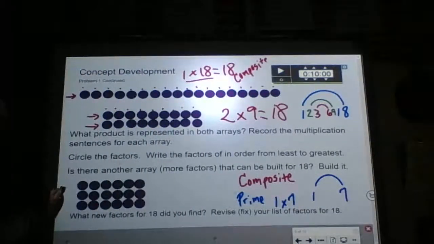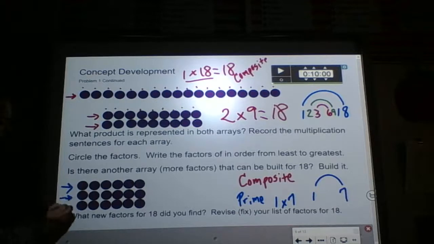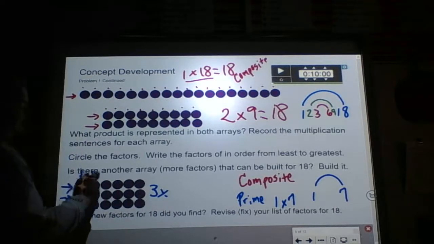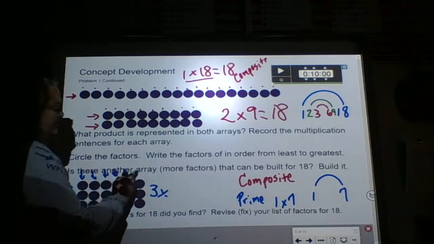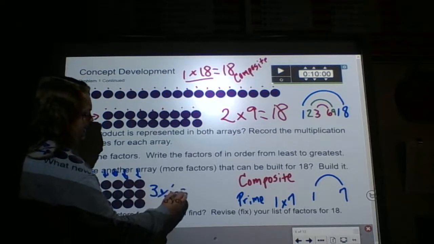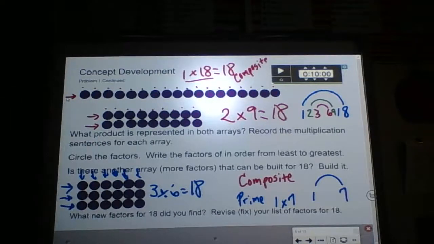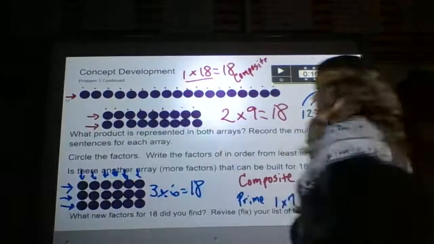Let's write a multiplication problem. We start with our rows, 1, 2, 3. So we have 3 times. We go down 1, 2, 3, 4, 5, 6. This is where they built that 3 times 6. That's 18. Look at all the different ways that 18 can be built. Definitely a composite number, right? Has a whole list of factors. Let's try another one.